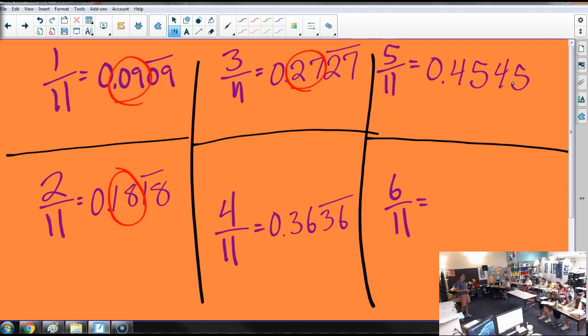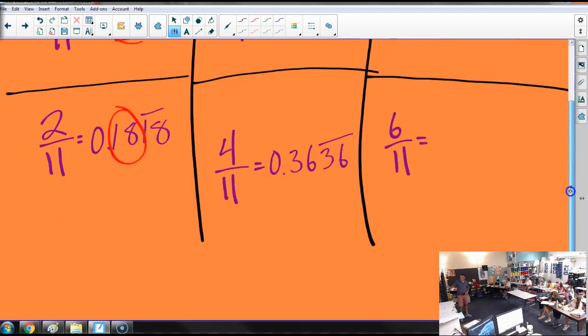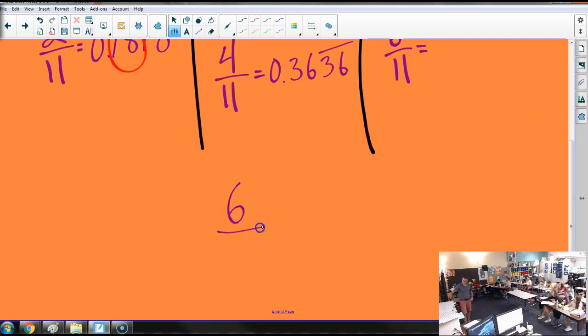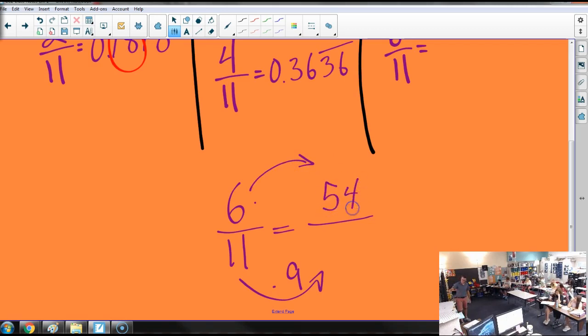You want to know why this happens? I'll do it with 6 11ths. What should I multiply 11 by to get as close to 100 as possible? 9. So when we do the same thing in the numerator, we get 6 times 9, which is 54, so it's 54 99ths.